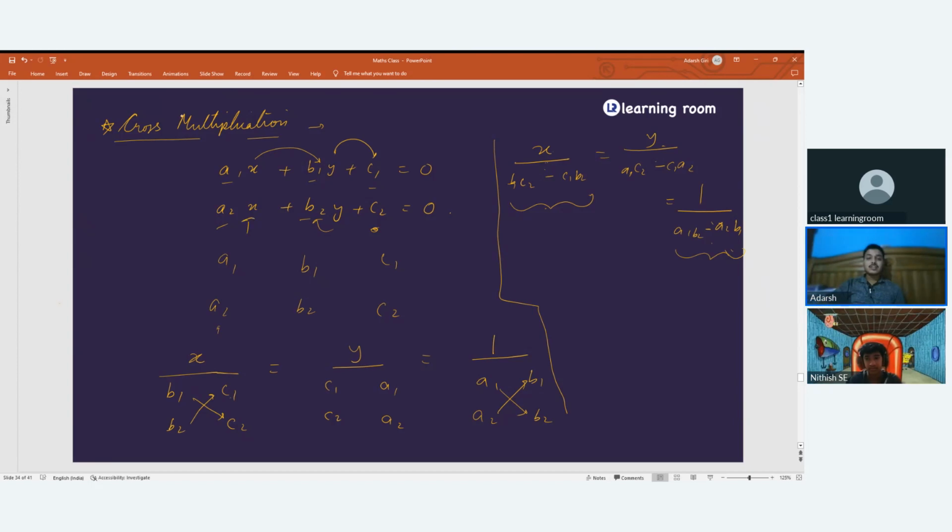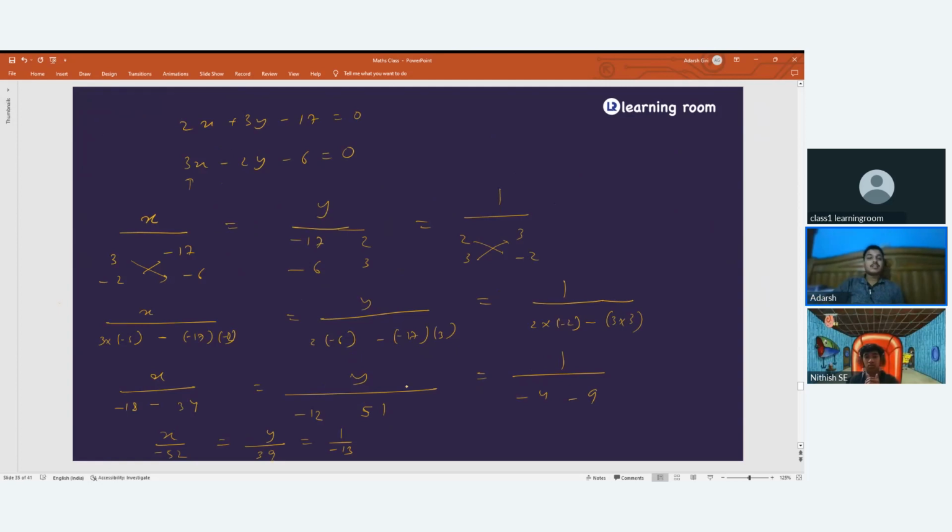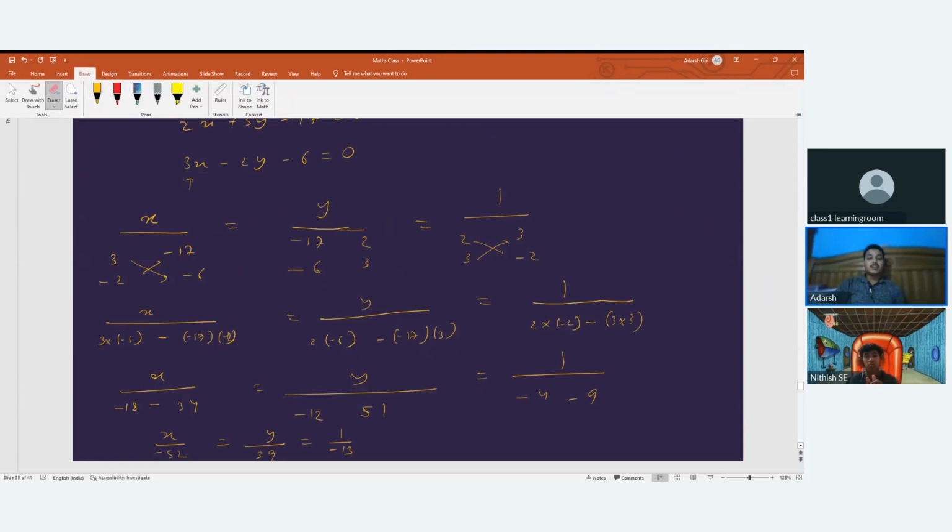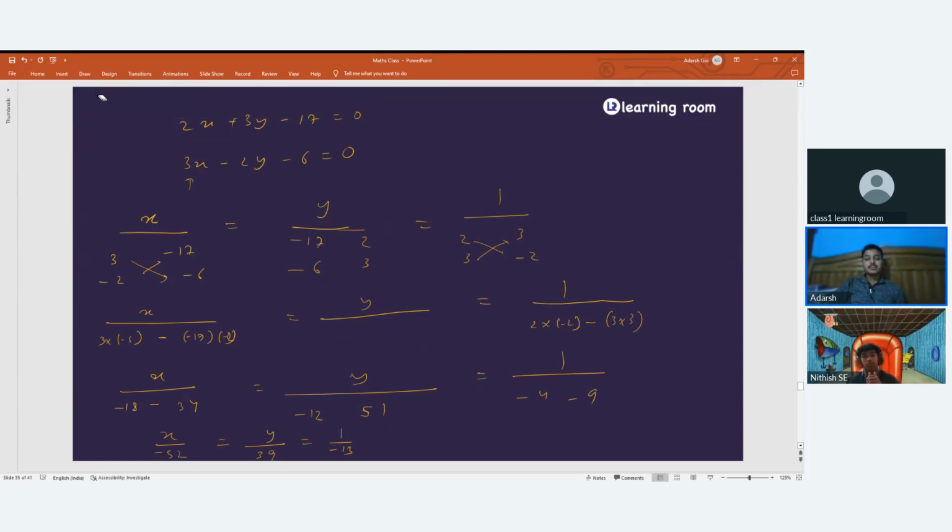Whatever you're at, x, you'll take b and c. Your y will take the further two, c and then back to a. You are at z, this constant term, you have to take the further two, a and b. Like this you have to take, and then cross multiply it. So there will be a difference here. It will be quite different, just that the minus sign will be different there.